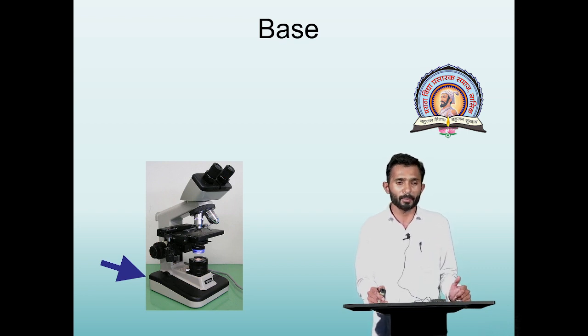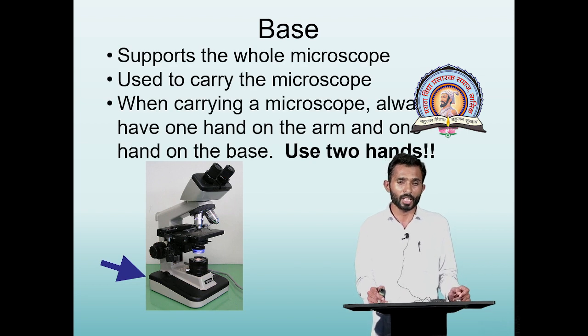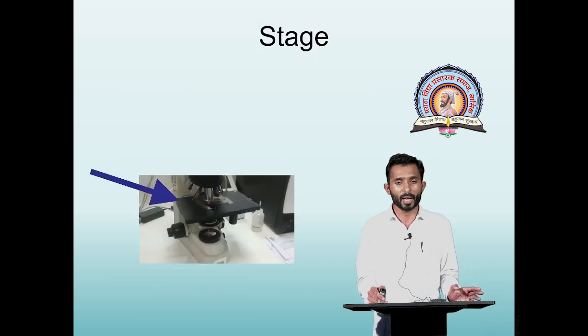Then the next part of the microscope is the base. The base gives entire support to the whole microscope, carrying the different parts of the microscope. When carrying a microscope, always keep one hand on the arm and the second under the base. So when we are handling the microscope, we use both hands, one on the arm and one on the base.